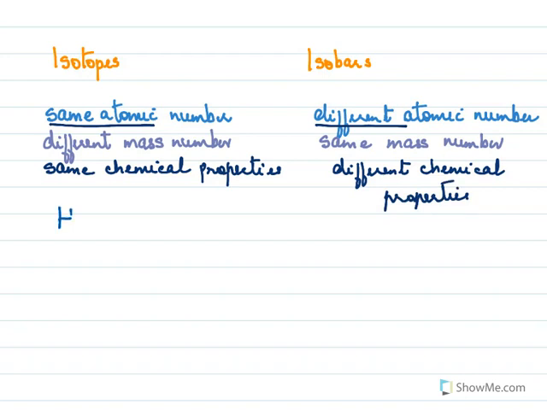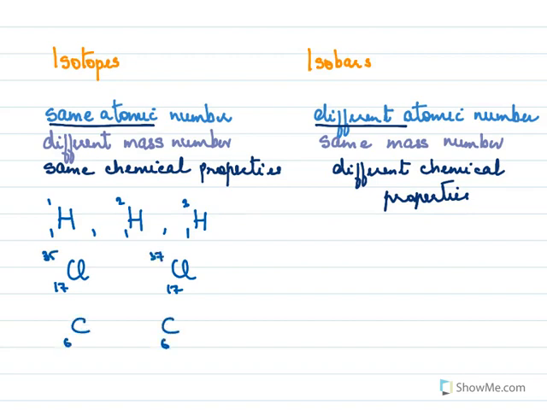Now, examples of isotopes: we have hydrogen, which has 3 isotopes. Then we have chlorine. See, the number is the same, the mass is different. We have carbon, same number, mass different. And isobars, calcium and argon, the mass is the same, but the number is different.